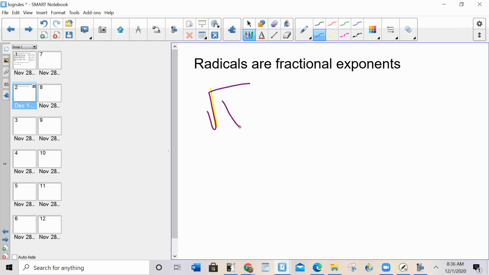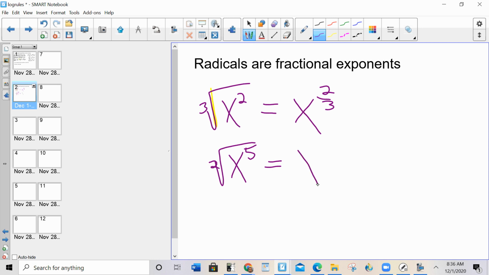So for example, if I have the cubed root of x squared, radicals are fractional exponents. It's the power over the root. So in this case, it would be 2 over 3. So we're definitely going to need that in this lesson. If I had radical x to the 5th, well, the imaginary root is a 2. The power over the root, the power is 5. The root is 2.